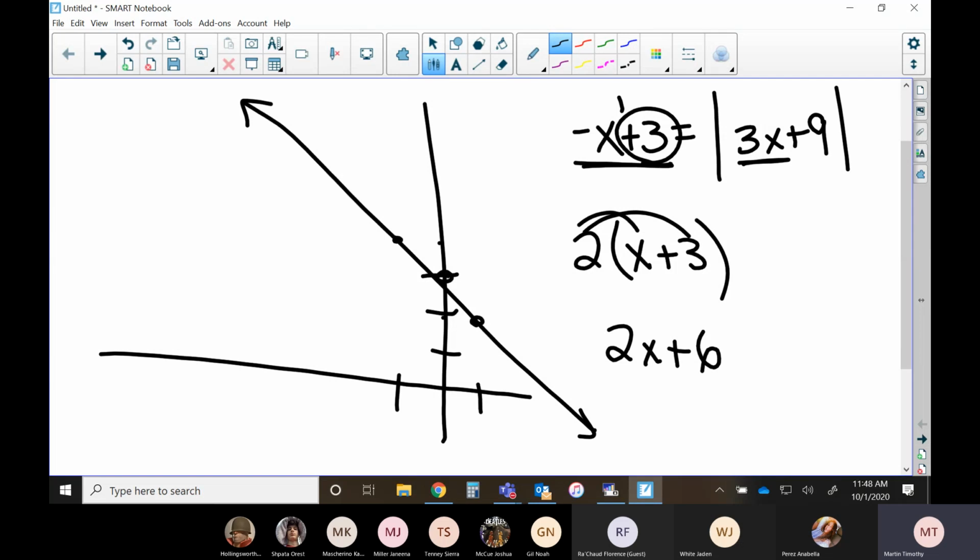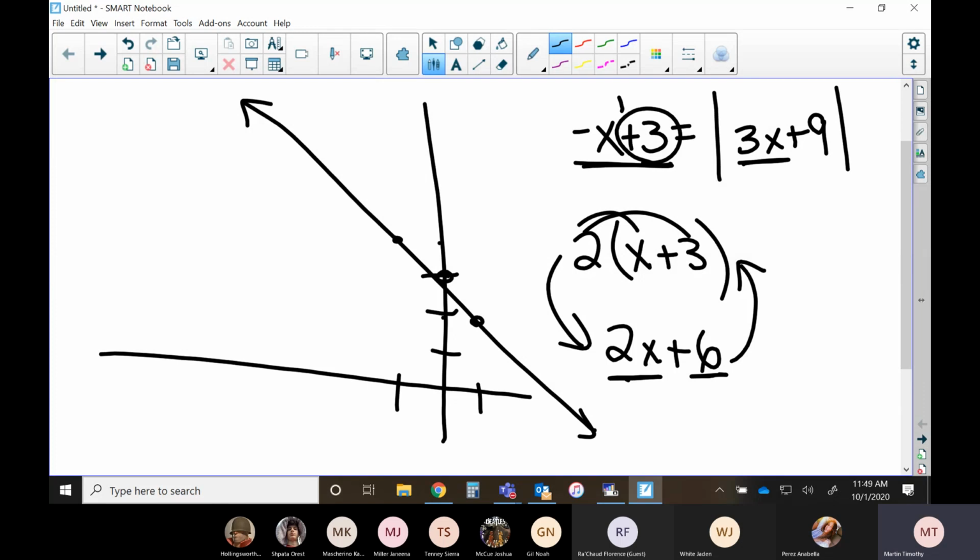Now, what happens if I have 2x plus 6? Sometimes I don't want the 2x plus 6. Sometimes I want to change it back to the other form. And so I can actually go back to this. And the way we do that is you look at these two numbers right here and you say, do they have something in common? What do they have in common?